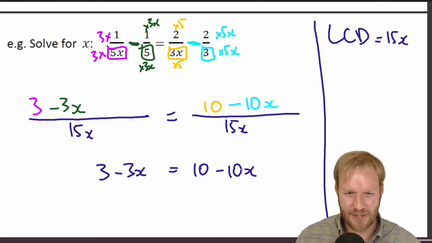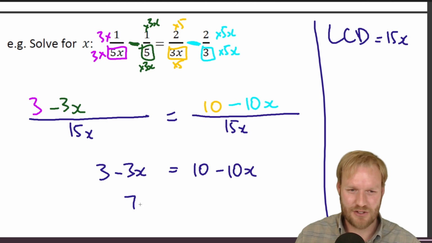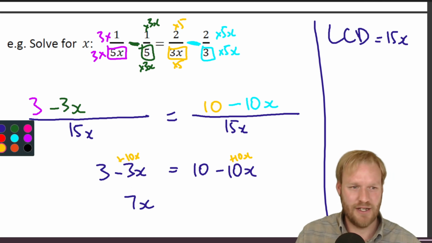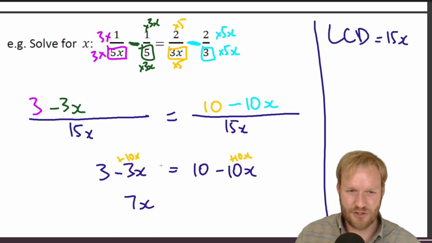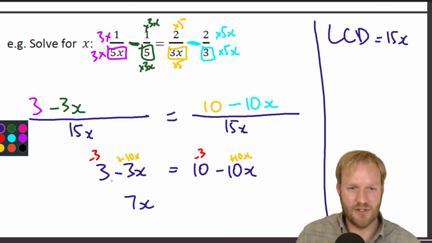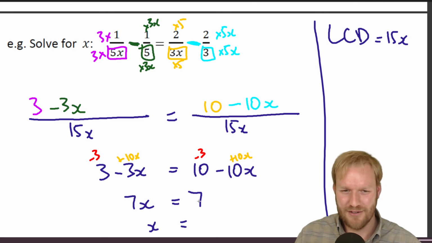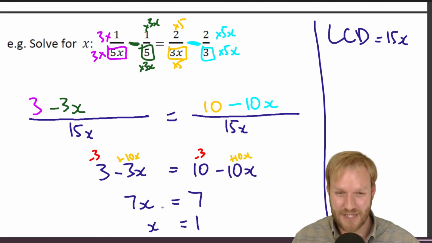Well, in this case, I'm going to add 10x to both sides. So I've got 7x, because I added 10x to both sides. And what I'm going to do to each side of my equation also is, I don't want this 3 over here, so I'm going to subtract 3 from both sides, which will give me 10 minus 3, 7. And 7 times what gives you 7? Well, x must be 1, right? I don't have to go to 7 over 7.